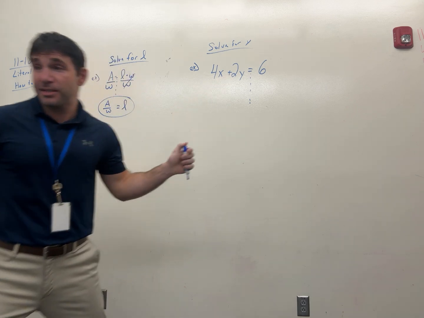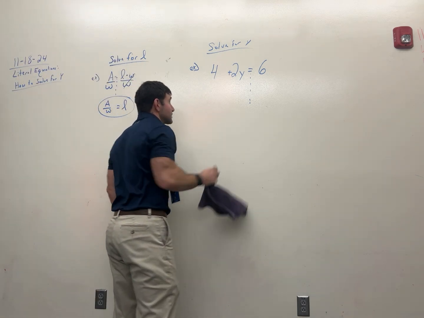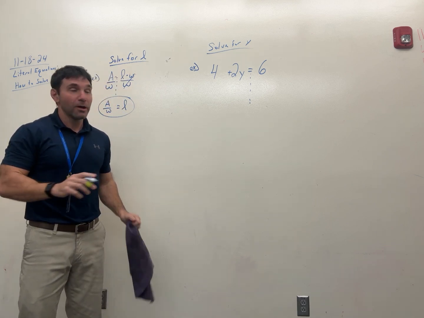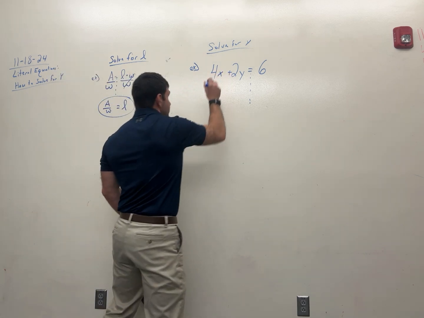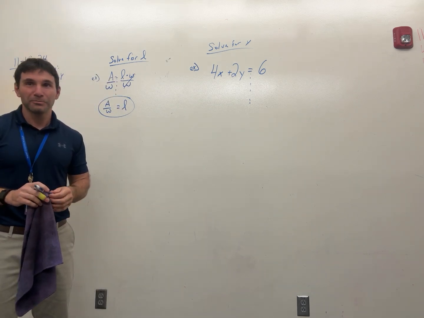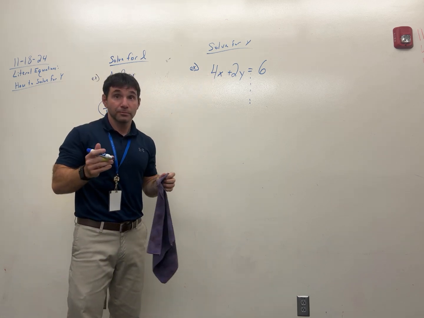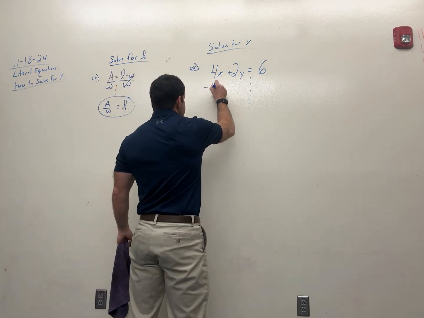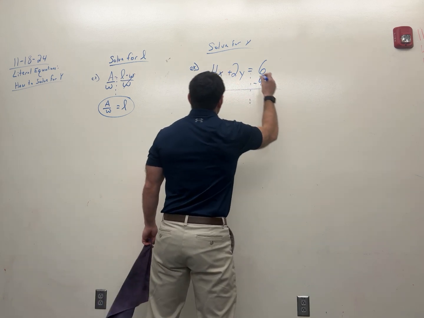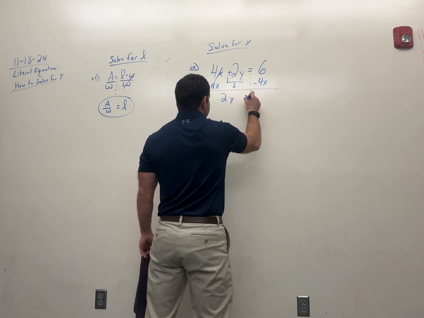If I gave you this equation, what would you do? Minus 4. Does having an x there change anything? No. So how would we move the 4x? Minus 4x. Very good. So we subtract 4x from both sides. That leaves me 2y equals.